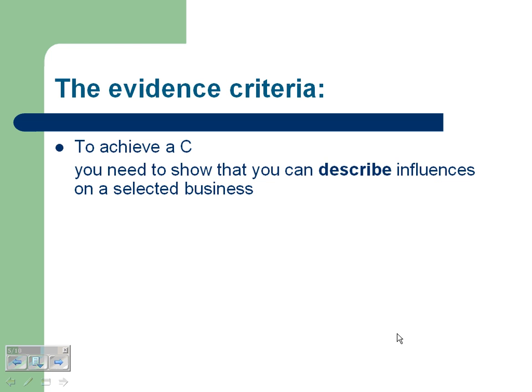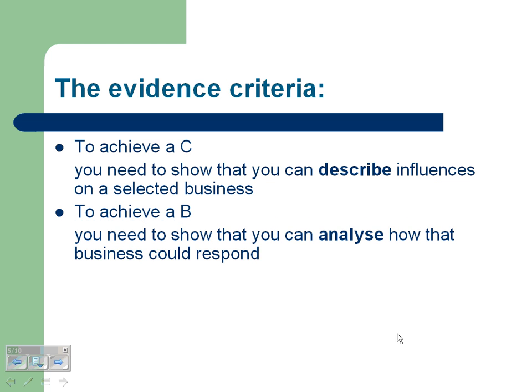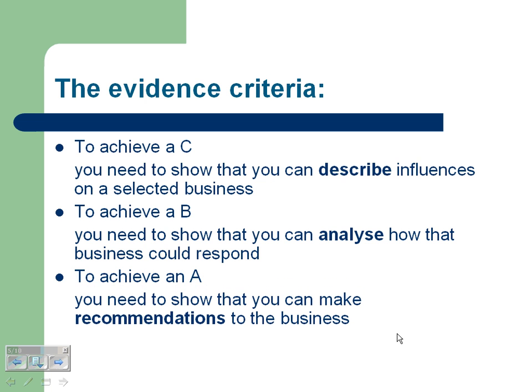All right, I'm showing you here what you would need to do to achieve an A grade, B grade, and C grade before we go into this PESTLE. So you can see that to get a C, just describe influences. So look at the PESTLE analysis and describe how they influence BA.